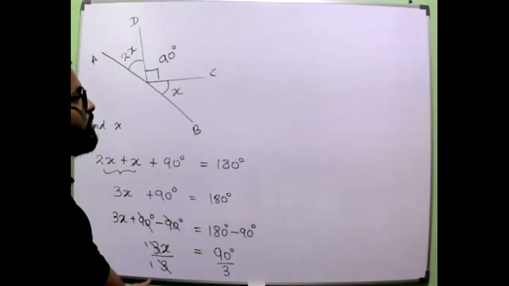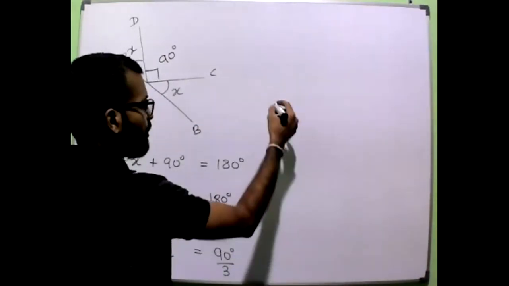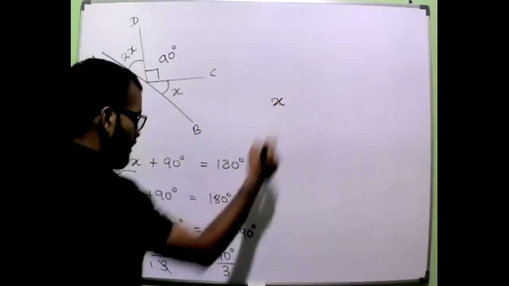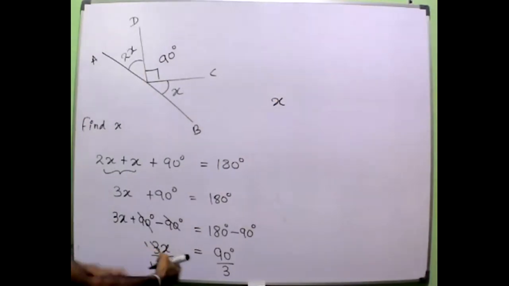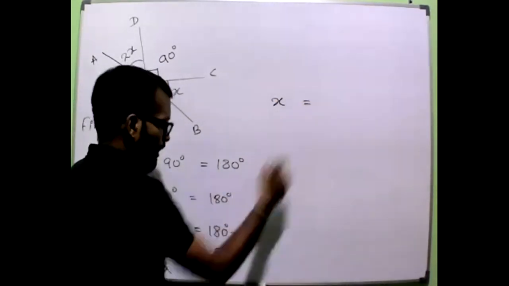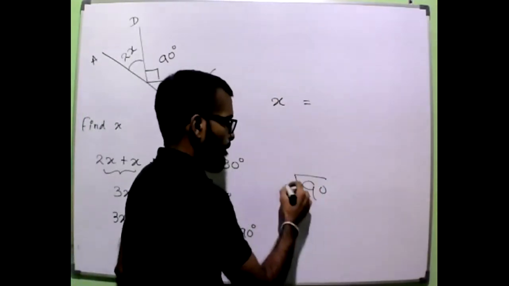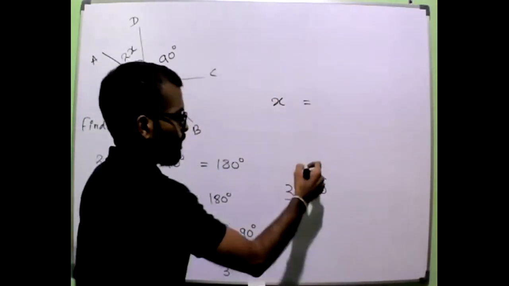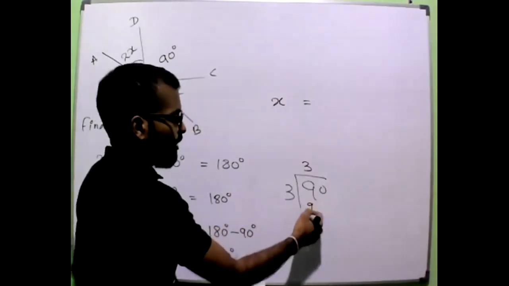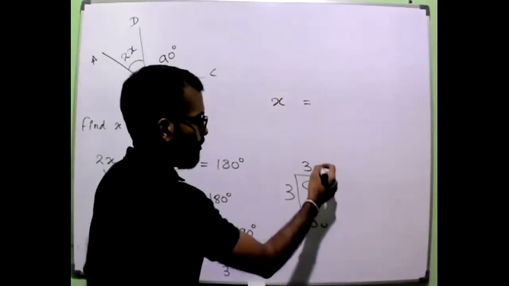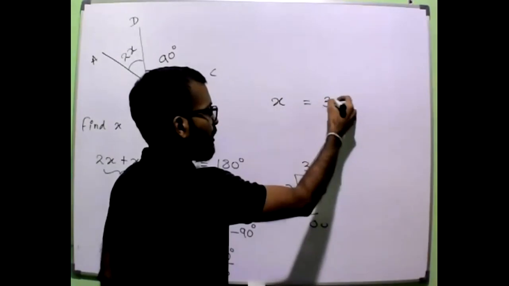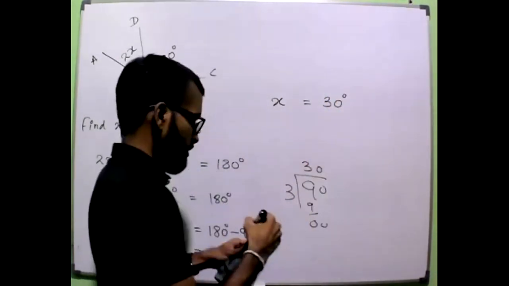I do not have enough space here, so I will write it somewhere around here. On your left hand side, now you have x. x equals 90 divided by 3. 3 times 3 is 9, then 0. x equals 30 degrees, right?